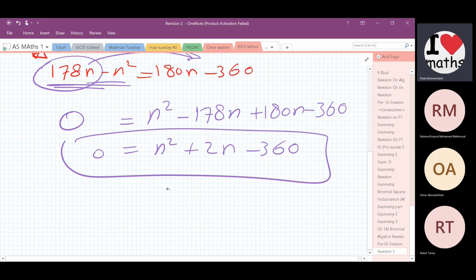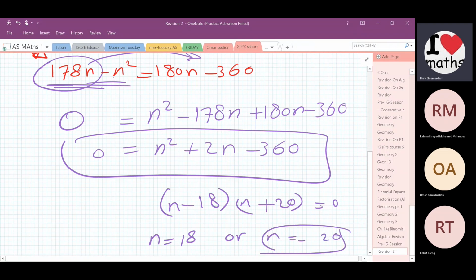After we get this expression, we went into the factorization. n squared, 18 and 20. We put one as plus and the other as negative, so n equals 18 or n equals negative 20. We cannot accept the number of sides to be negative, so we rejected this one.